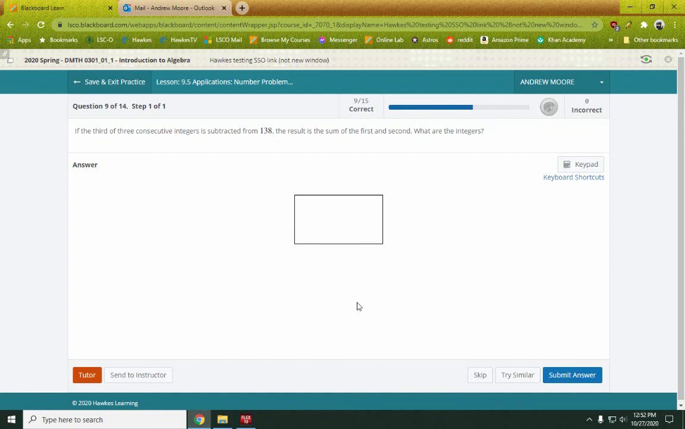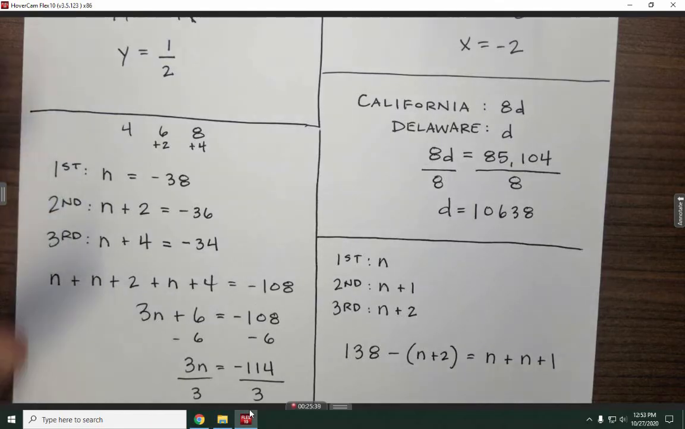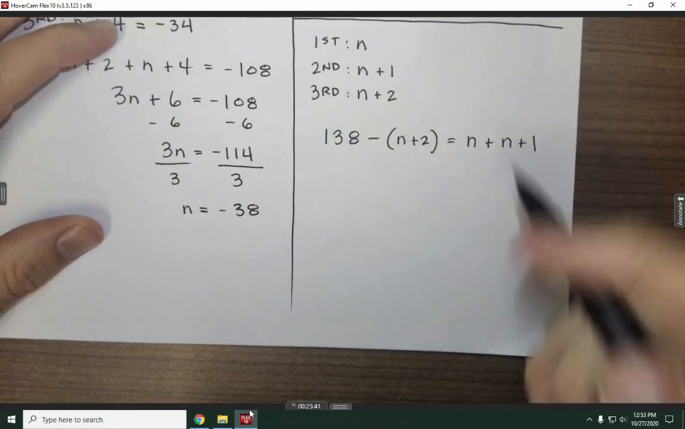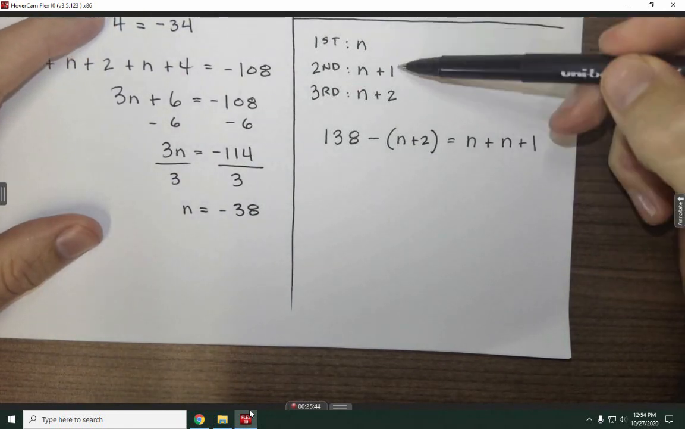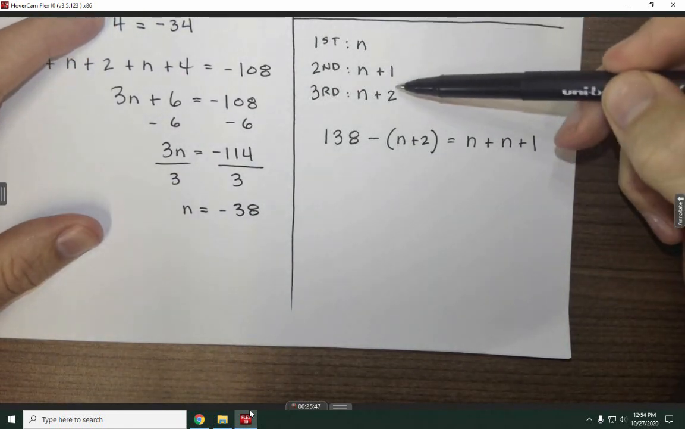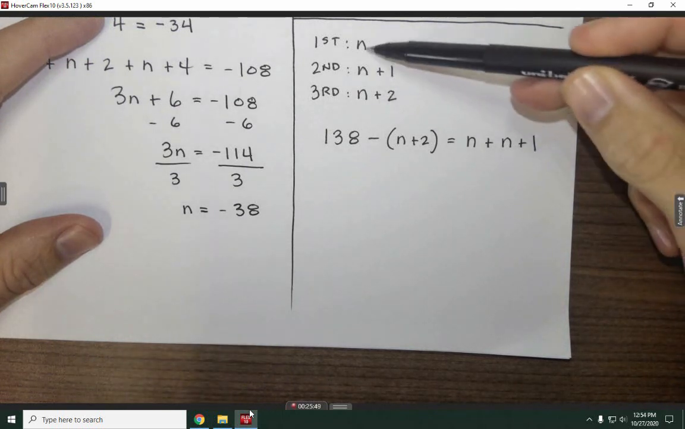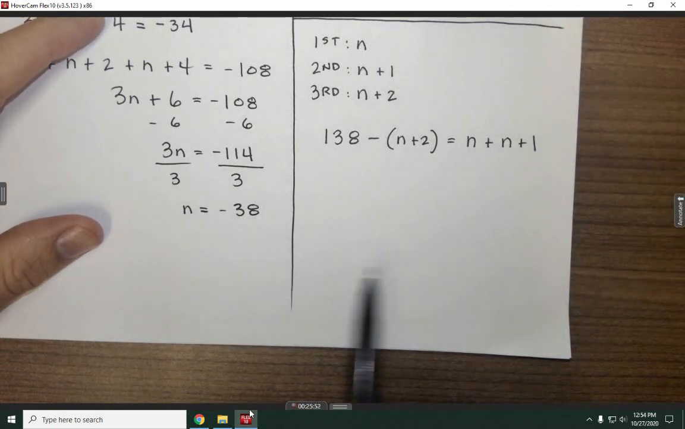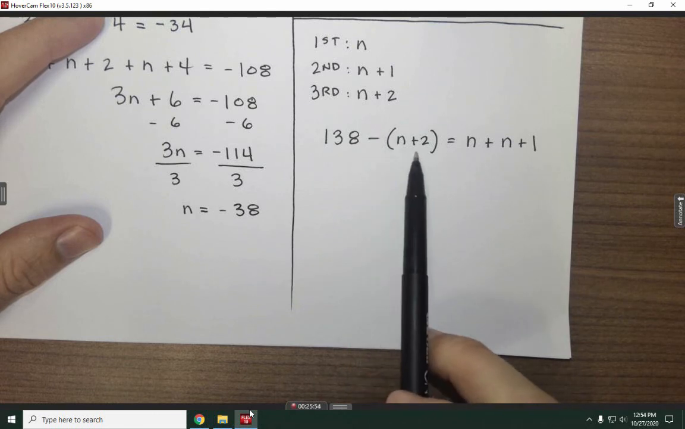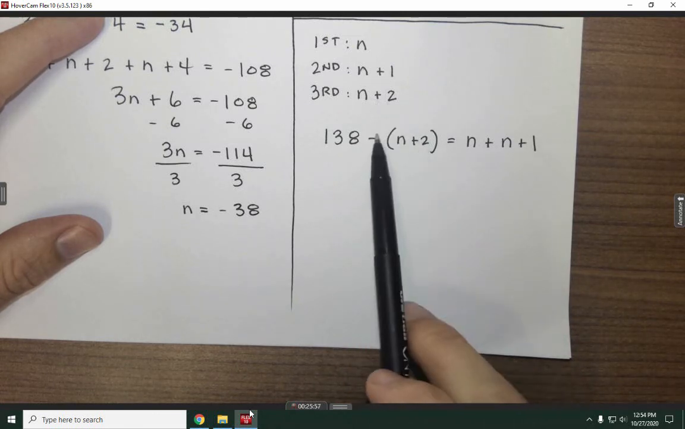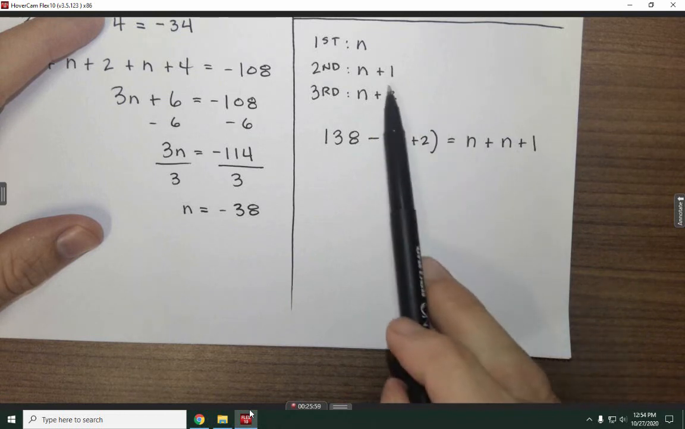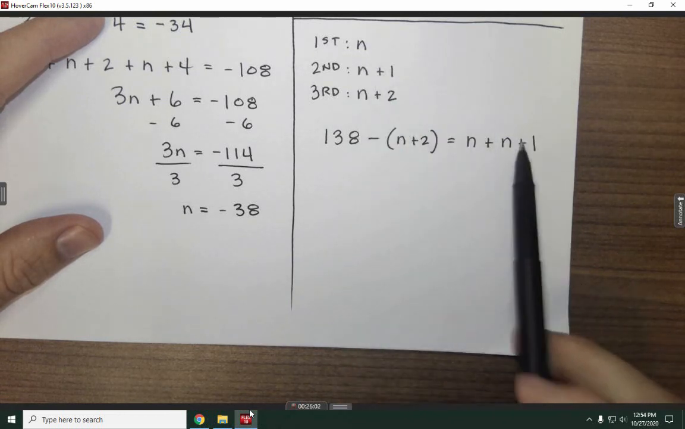If the third of 3 consecutive integers is subtracted from 138, the result is the sum of the first and second. What are the integers? Remember, our integers come one after another. Here's our first one. We're going to add 1 to get the next one. Add 2 to get from the first to the third. Okay, so it said that our third one is subtracted from 138, and then that equals the sum of the first and the second, which is what we have.